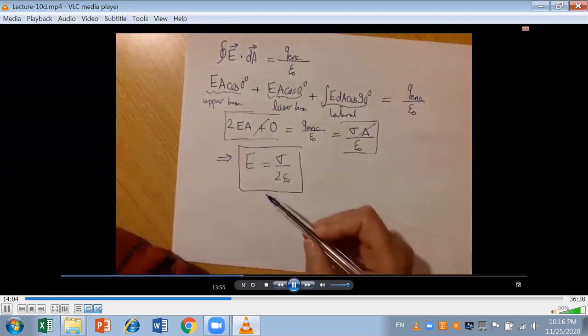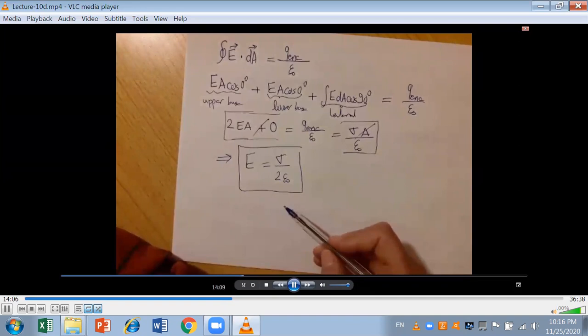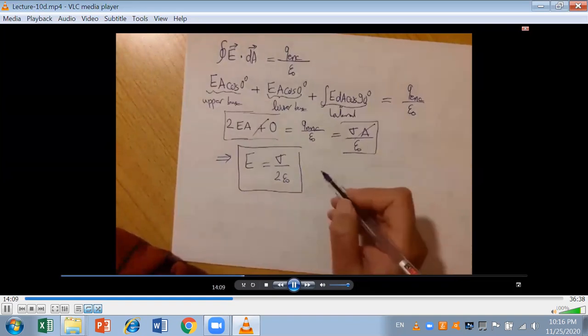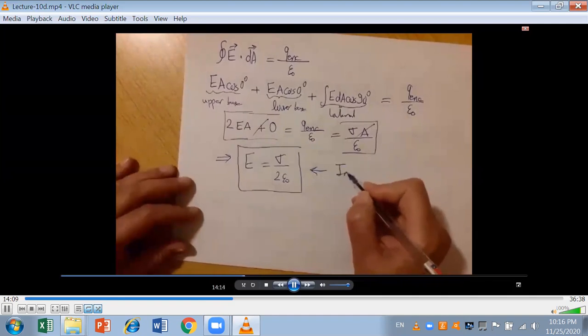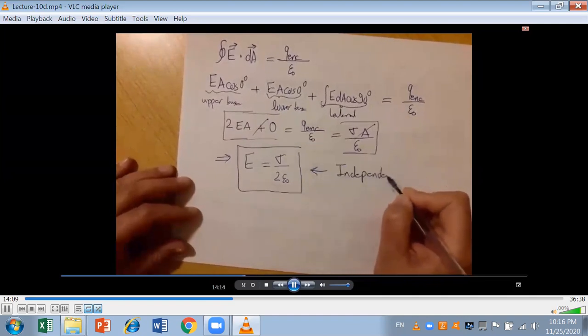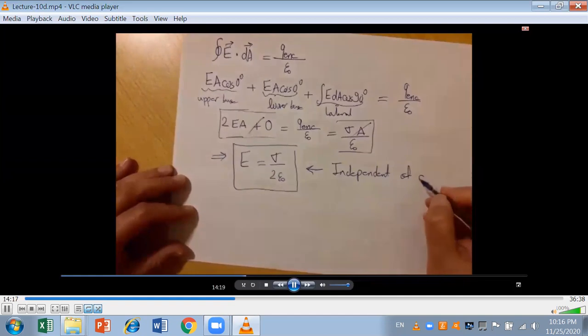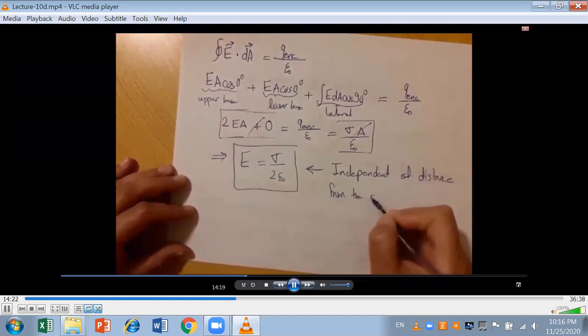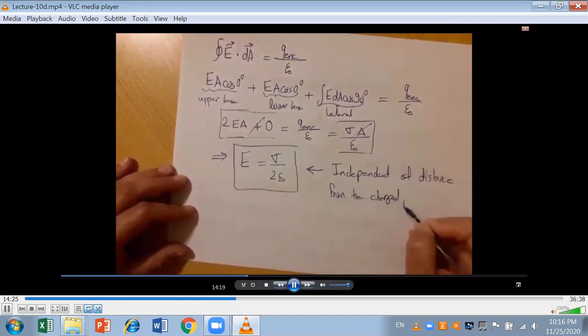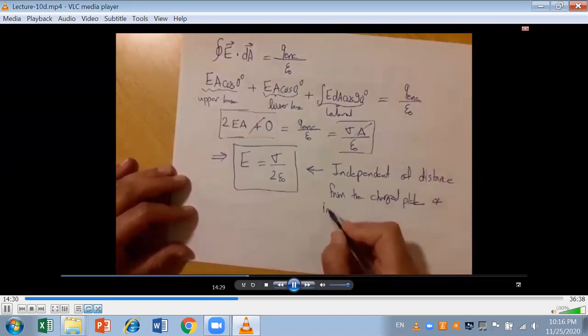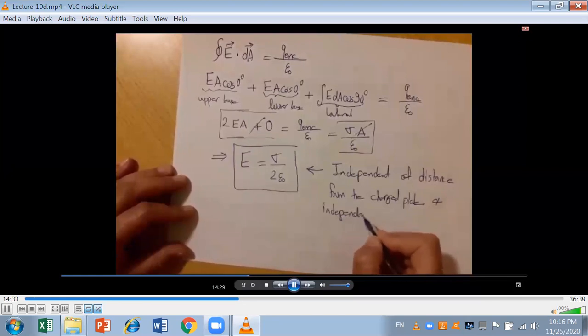okay and if you look at this expression, you can find that this is independent of distance from the charged plate. okay and independent of الدايمنشن. ما أنا عم بقول أصلاً هو infinite dimension of البليت.